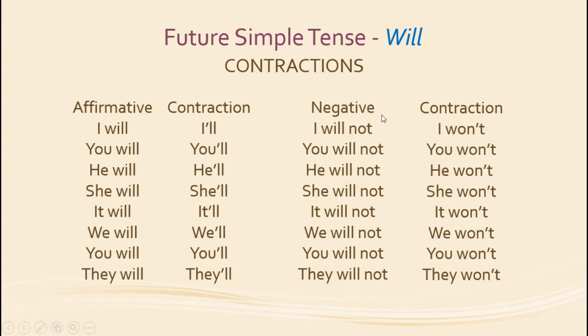Now, for the negative form, we just have to contract the auxiliary will and the negative particle not to won't, and the subject is written the same way. For example, I will not becomes I won't. You will not, you won't. He will not, he won't. She will not, she won't. It will not, it won't. We will not, we won't. You will not, you won't. And they will not, they won't.